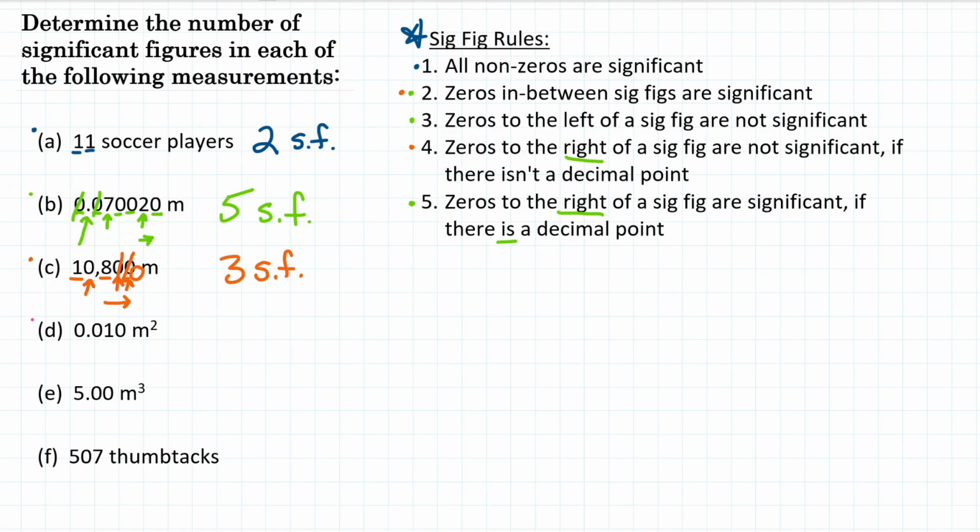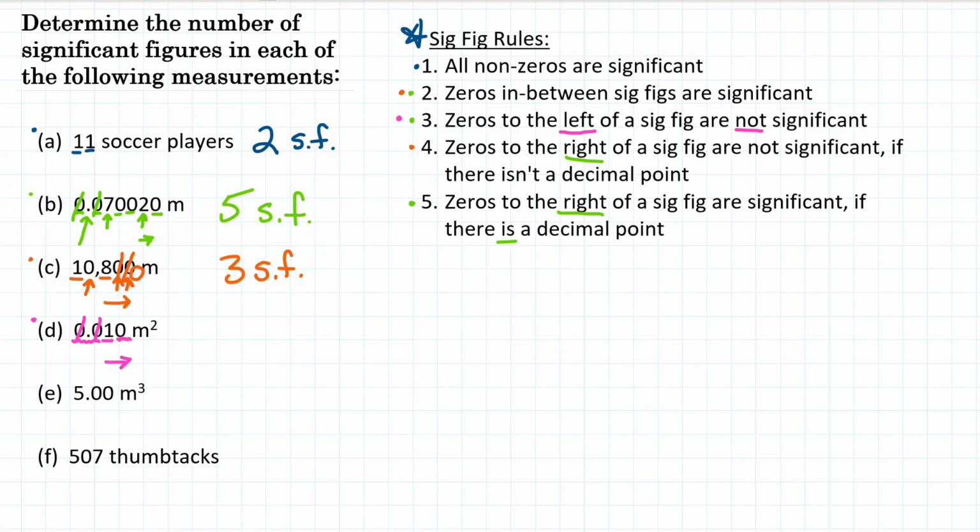For question D, we have 0.010 meters squared. So we know that 1 is significant. We have zeros to the left and we have zeros to the right. Let's look at the first two. We have 0.0. They are to the left of a significant figure, so they are not significant. Okay, rule number 3. So not significant, not significant. They are just placeholders. We need them there to write the rest of the numbers that are the 1 and the 0. So that last 0 here, is it significant?